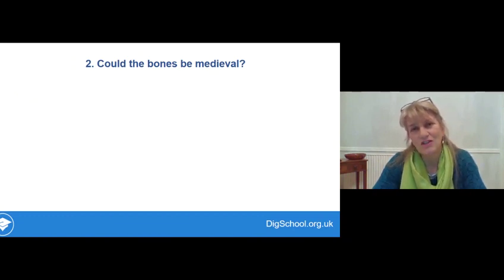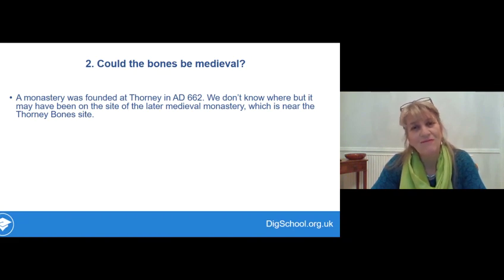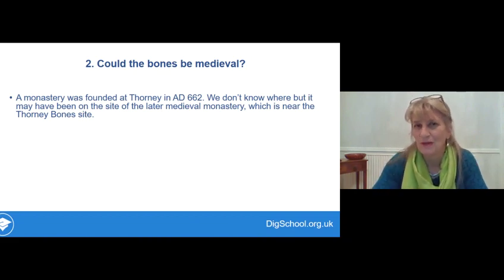So the next question then, moving sort of forward in time, is could the bones be medieval? Well, there was a monastery at Thorney, founded in the 7th century, AD 662. We don't know precisely where that was, but it may well have been on the site of the later medieval monastery, which is very close to the Thorney Bones site.